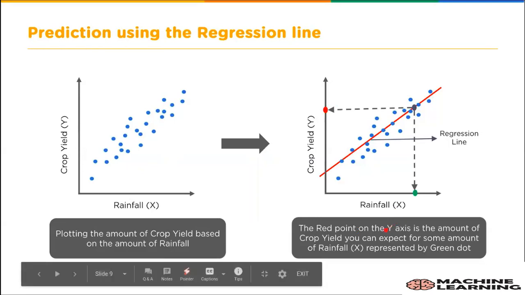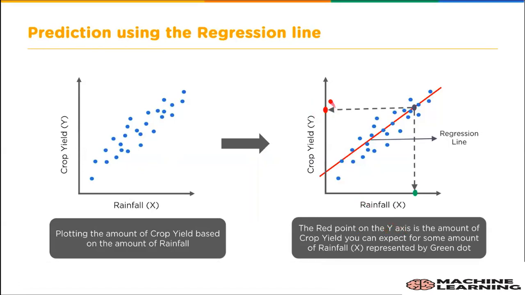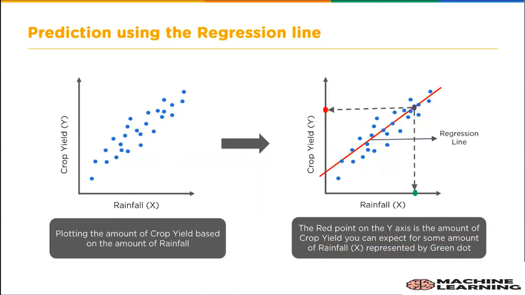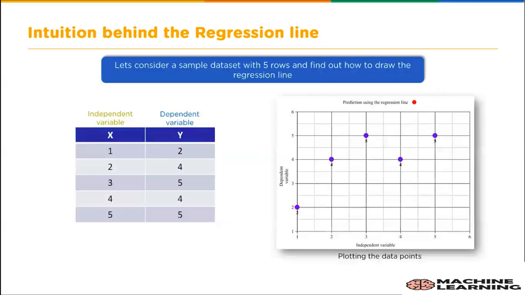The red line on the y-axis is the amount of crop yield you can expect for some amount of rainfall, represented by the green dot. Meaning if there is this much rainfall, you get this kind of crop outcome, because your model, your algorithm, got trained. Why trained? Because the best fit line is generated, then you can see this kind of thing. All right. Now let's consider this with the help of a data set.